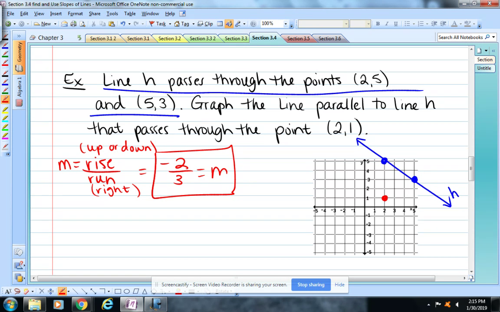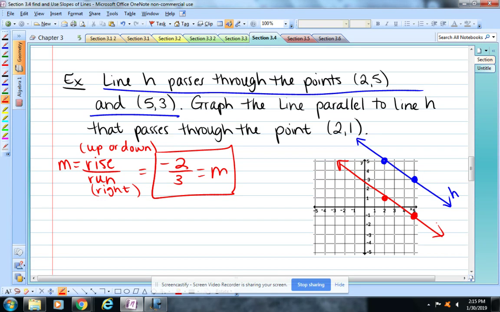So where are you going to rise? Up or down? Down how many? And you're going to run to the right how many times? 3. There's my second point. And you draw a line through that. And those lines should not ever cross. And you're done.